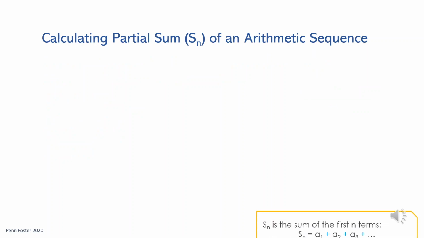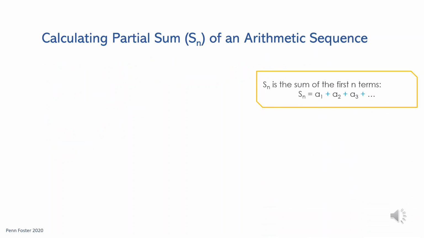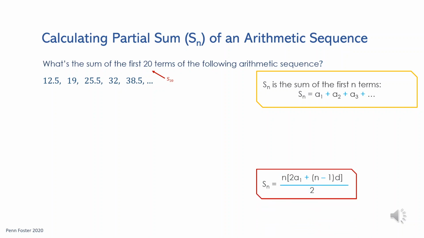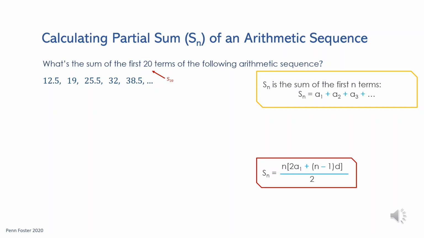The partial sum of a given arithmetic sequence is basically the sum of all terms from the first to a certain nth term. In this question, S sub 20 is the sum of all terms up to and including the 20th term. The formula for calculating the partial sum calls for the first term and the common difference.